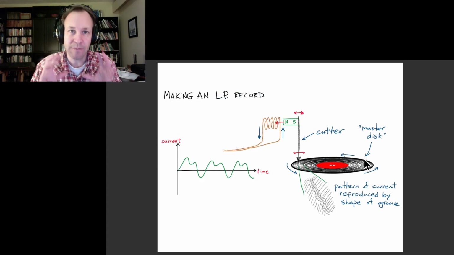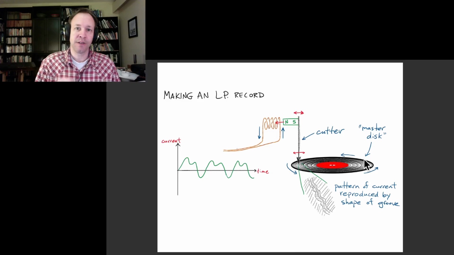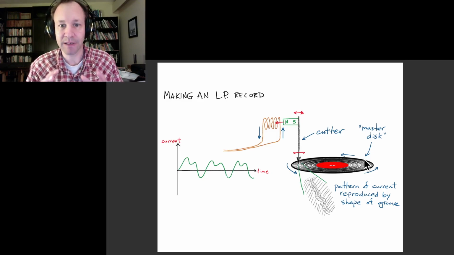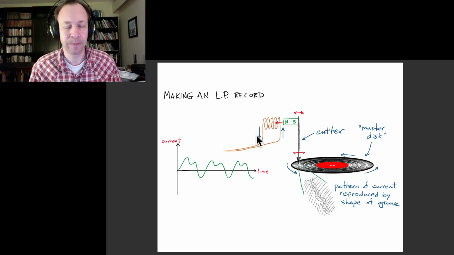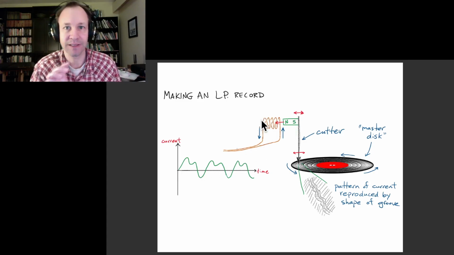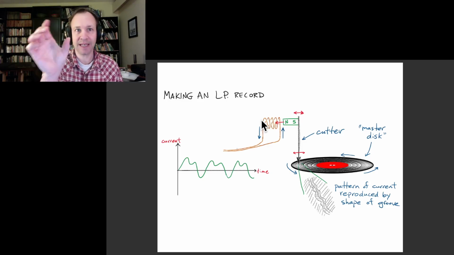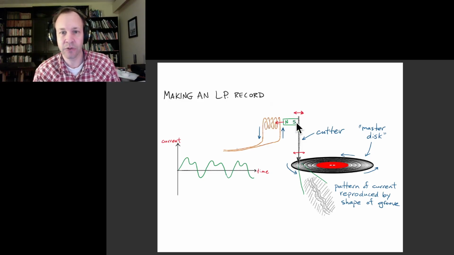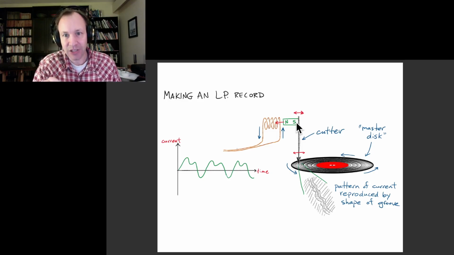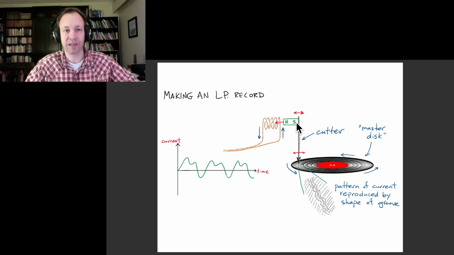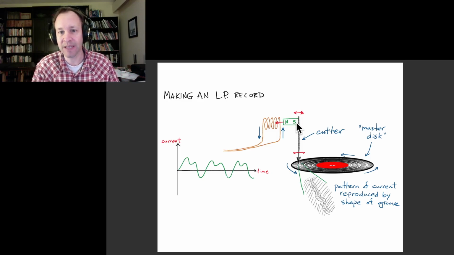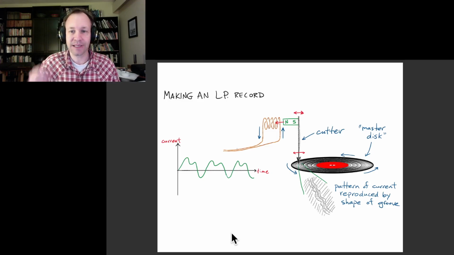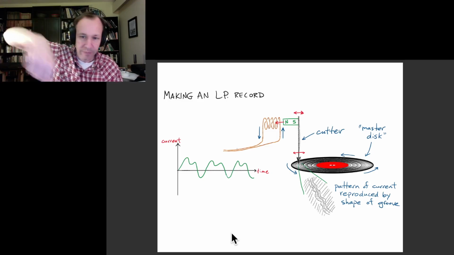Okay, so when you're making an LP record, you use something that's very much like a speaker. You have a coil of wire, you have a permanent magnet, and then you send your electrical signal to the coil, and the magnet will move back and forth in response to that. But this time, instead of being connected to a membrane or a plate, your magnet is connected to some object that can etch the surface of our disc. This would be called our master disc, the one we're originally making the recording onto. And so this cutter makes a groove in the disc.